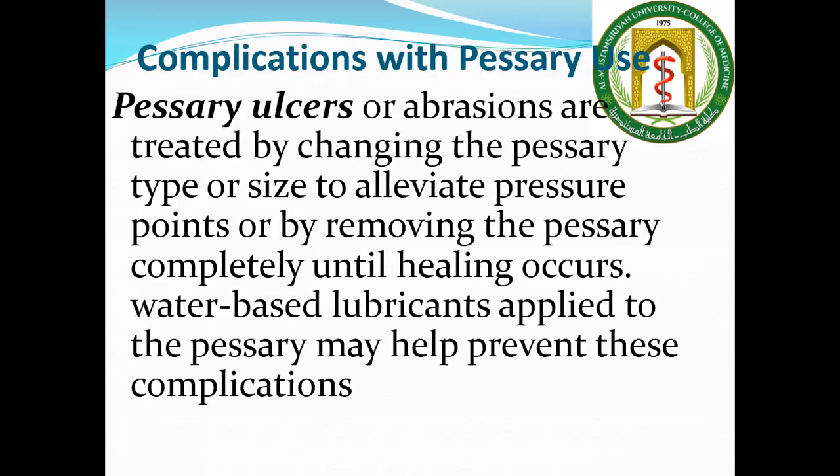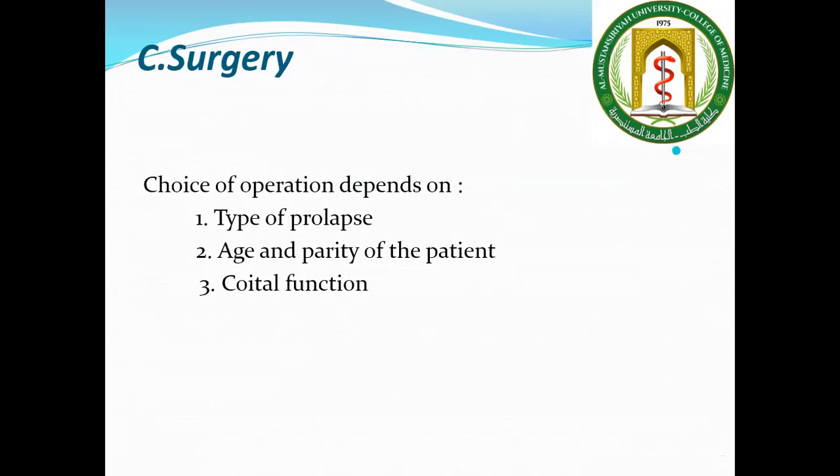Complications with pessary: there may be pessary ulcers or abrasion because the pessary is of big size. So here we remove the pessary, we put local lubricants, sometimes antibiotic, and after healing, we reinsert a suitable pessary. So first we have general measures, then we spoke about the conservative measures, and the last thing is the surgery. The choice of surgery depends on the type of prolapse, the age and the parity of the patient, this is very important, and the coital function.